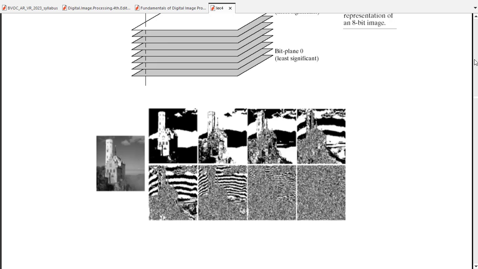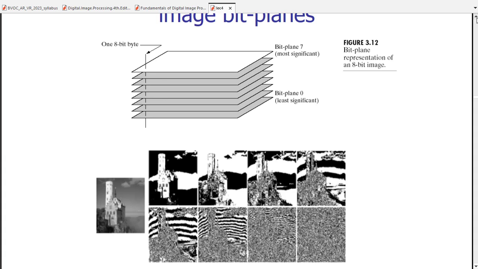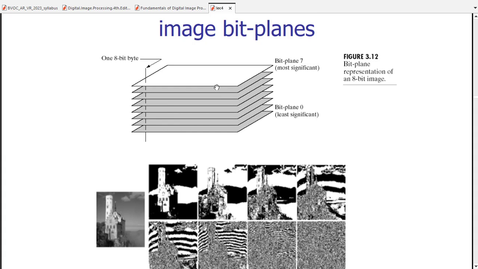In continuation, we'll look at this type of bit plane representation. Here this is one 8-bit value. Each bit goes from 0 up to 7: 0, 1, 2, 3, 4, 5, 6, 7. So this is the bit plane representation of an 8-bit image. The least significant bit is bit plane 0. The most significant bit is called bit plane 7.